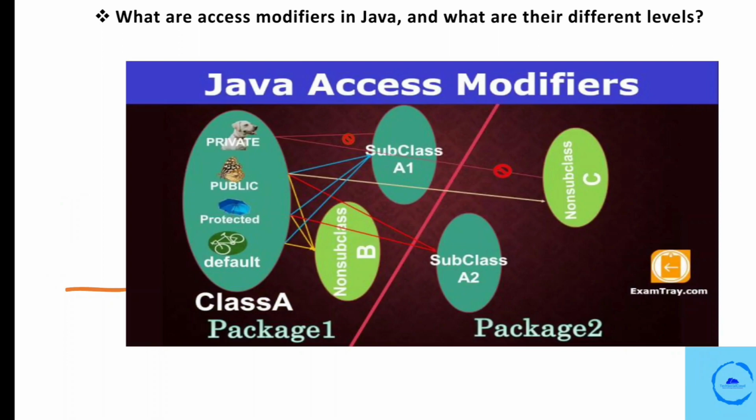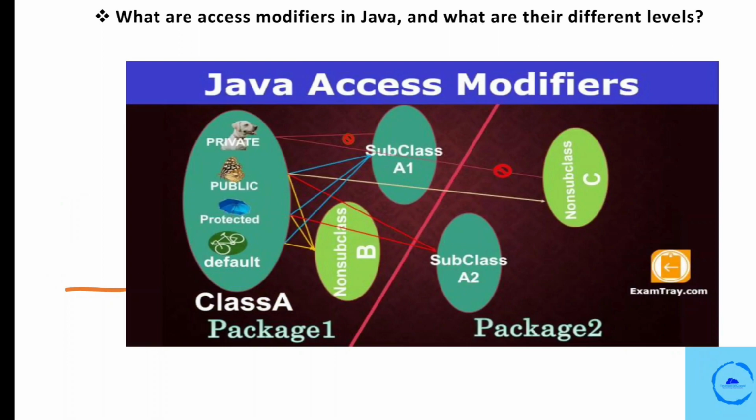There are no restrictions on accessing public members. Let's move to protected. Members with the protected access modifier are accessible within the same package and by subclasses. Even if they are in a different package, outside the package, the protected members are not accessible unless they are accessed through inheritance.